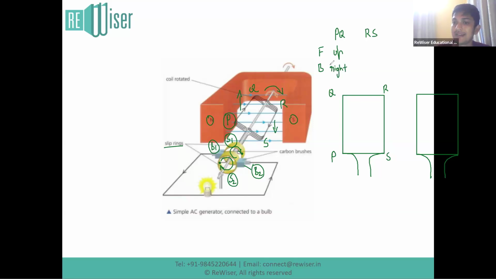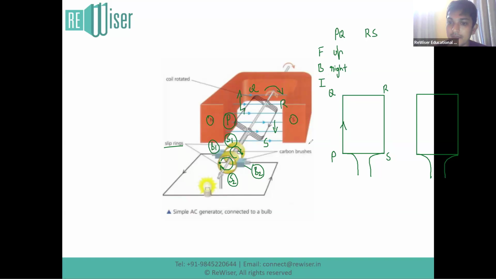So force upwards, magnetic field to the right, current induced, have to find out. Use Fleming's right-hand rule. Force upwards, magnetic field to the right. Look at my middle finger. My middle finger is pointing into the page. So on PQ, current will be induced into the page.